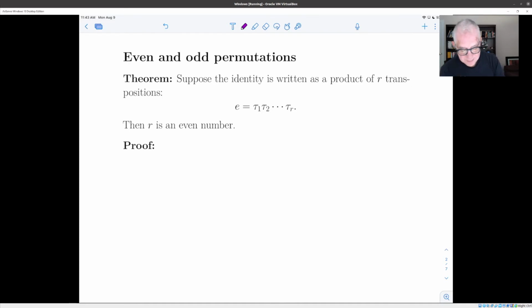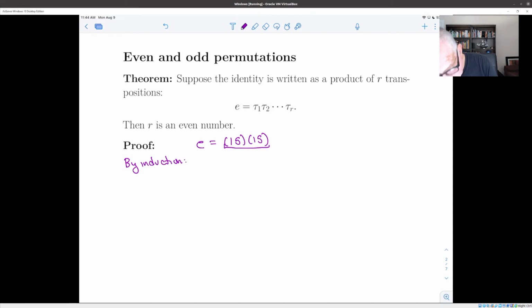So that's okay. And by way of another example, you can also write the identity element as, say, 1 transposition, like (1 5), times itself. And that's a valid equation, but again, the number of transpositions which occurs in that expression is 2, which is even. So that's consistent with the theorem that we're trying to prove. So this result takes a little bit of work, and the proof is going to be by induction.